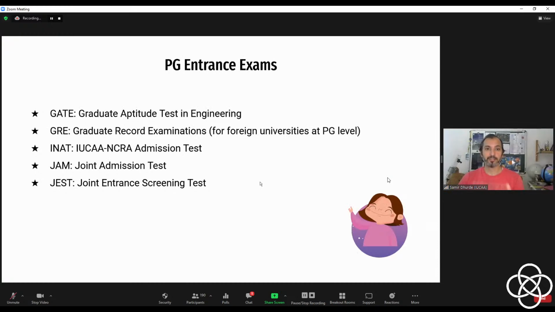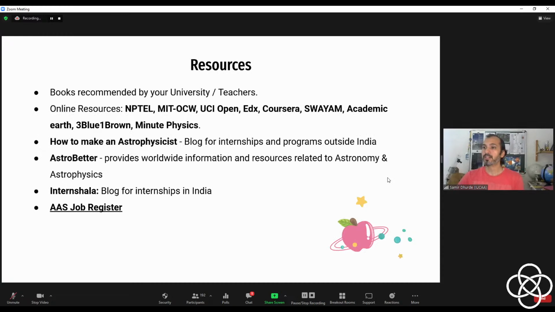After that, of course, as I said, make a list of all the PG entrance exams that you want to give. This is just a few of them noted here, including the INAT, the IUCAA and NCRA admission test, and JEST, the joint admission test. These are the few ones which you have to give to get into good research institutes in India. But of course, you should also try abroad and not lose out on any chance that you get after your PG. Here are a few resources. Again, this is a big list, but a few of them will allow you to, despite not being in an astronomy course, let's say most universities in India do not have a BSc or MSc in astronomy.